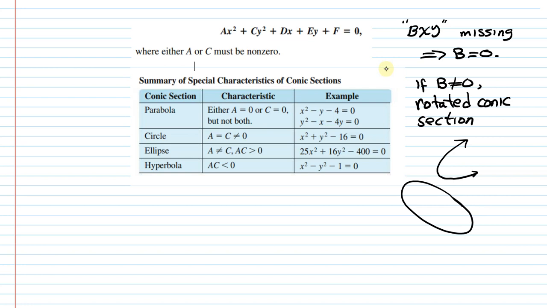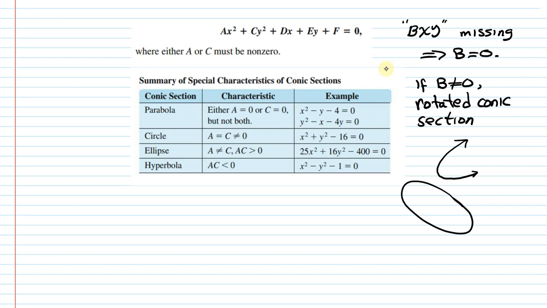All right, and that gives me a circle. What about the ellipse? For the ellipse, the product of AC has to be positive. So that means A could be negative, C could be negative. That product is positive, or they both could be positive times positive. That product has to be positive. And they must be different, because if they're equal, then you get a circle.